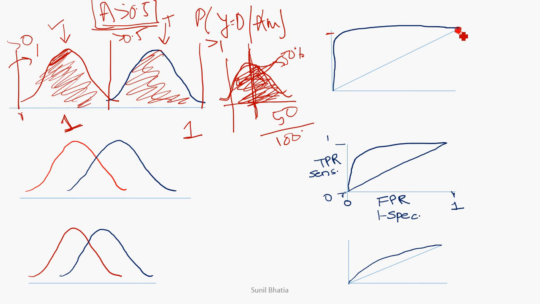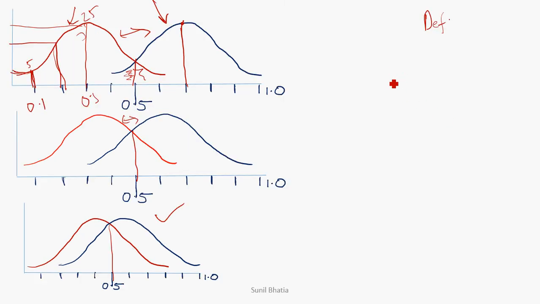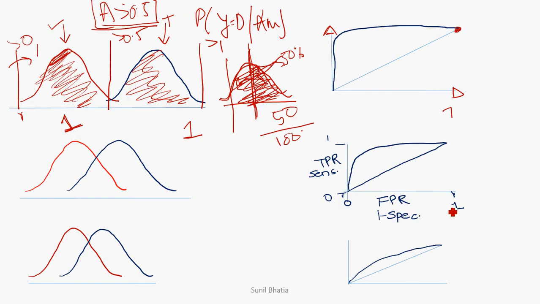This is the ROC curve and this is a 1 by 1 curve. We label them as 1 and 1. This is the false positive rate and this is the true positive rate, TPR.